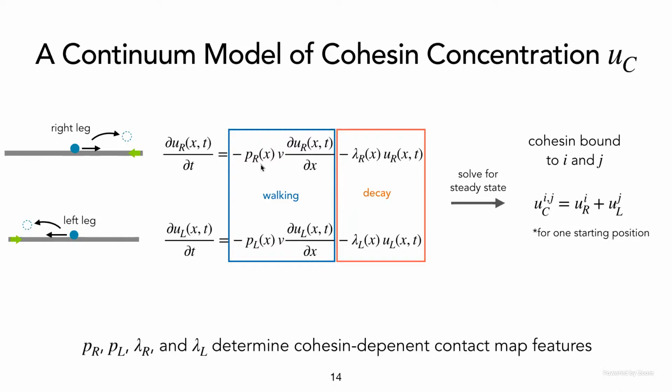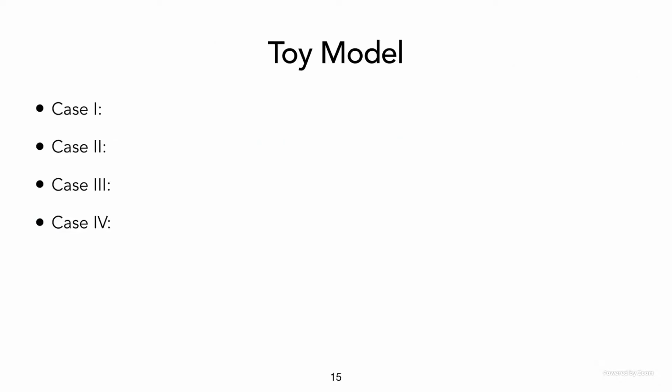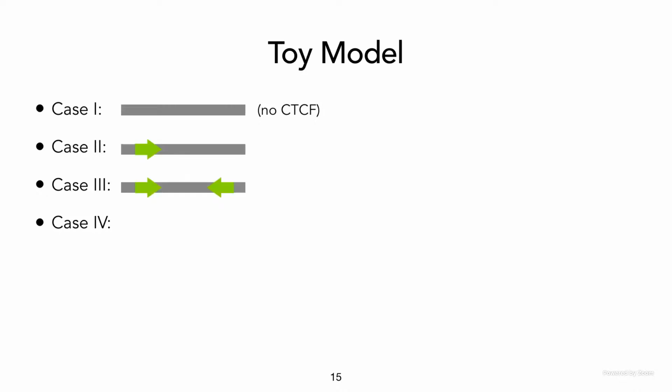Now, let's look at the equation here again. We can see that these two equations involve parameters that depend on the sequence, namely the slowdown of the right and the left leg and the decay of the right and the left leg. So these four parameters should be the ones that determine cohesin-dependent features of the contact map. So to convince you, let's look at the toy model. We'll first look at what happens when there are no control points. Then we will add one control point, and then we will have two convergent control points, which should result in a TAD. And then we will also just look at what happens if we add one more control point.